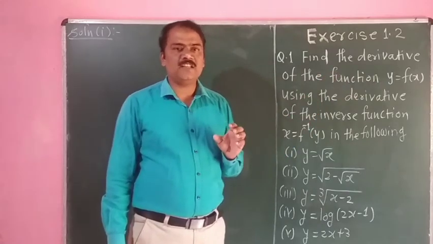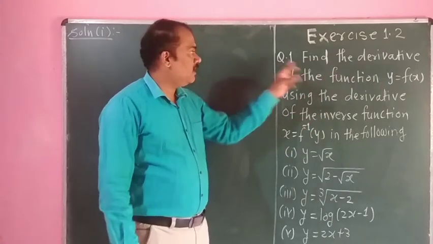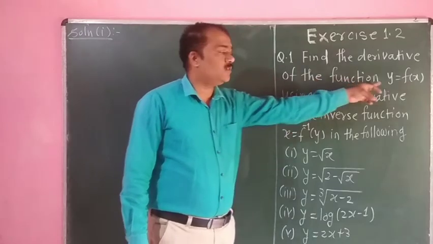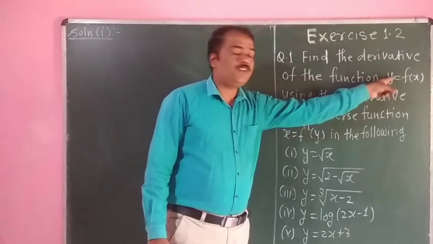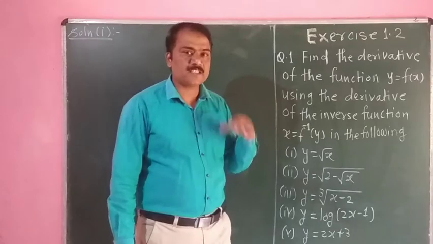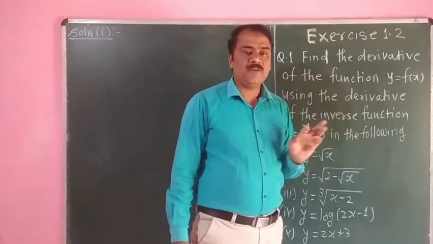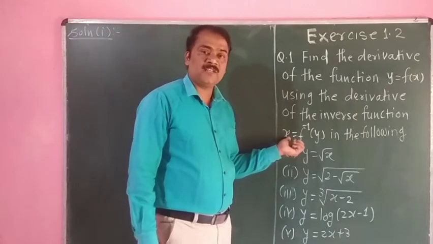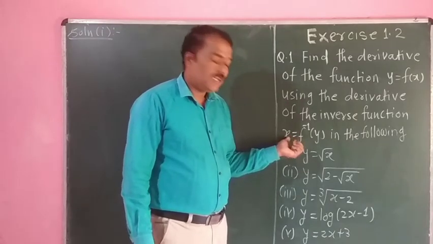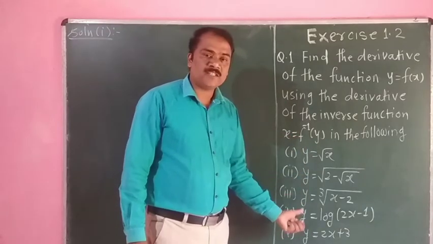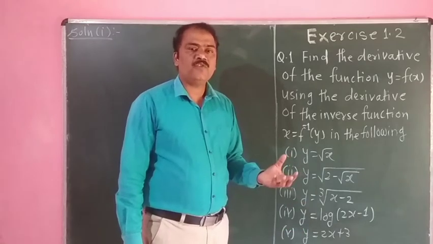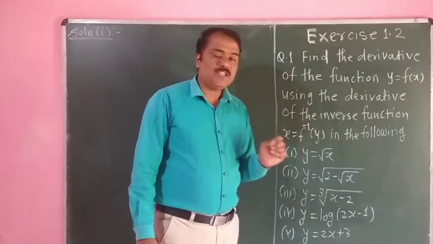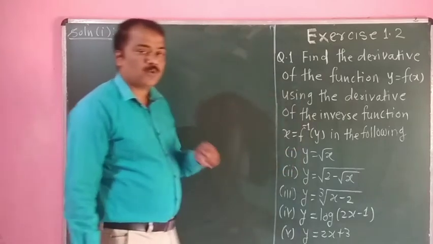First we have to understand the question. What is the question? Find the derivative of the function y is equal to f of x. It means that we have to find the derivative, that is dy by dx, by using this inverse function x is equal to f inverse of y. Means first of all we have to find its inverse function, and by using that we have to find the derivative. Now we have to discuss the first example, y is equal to root x.